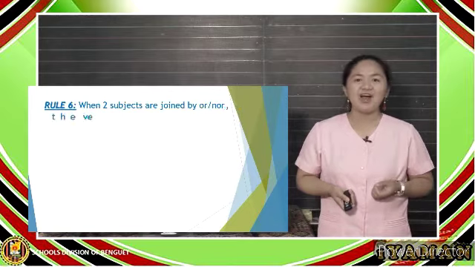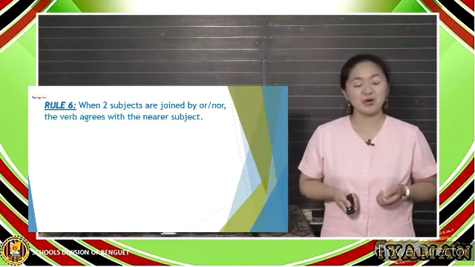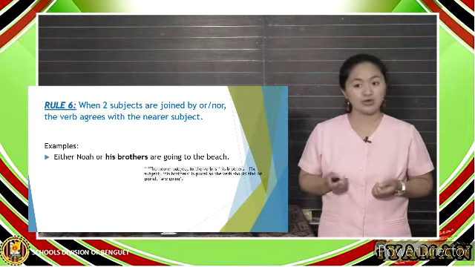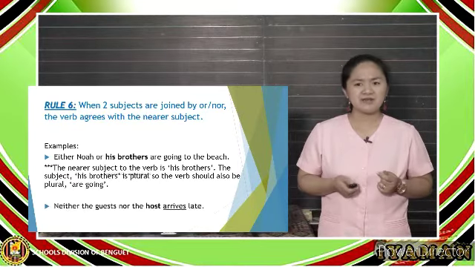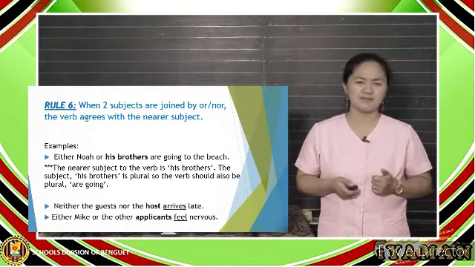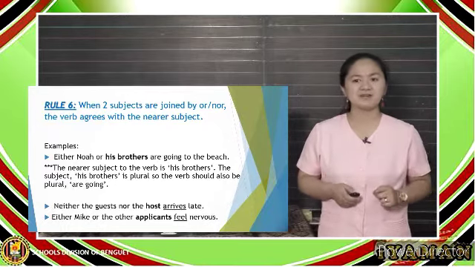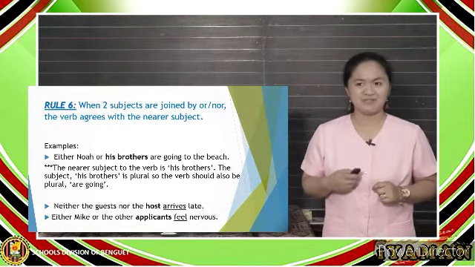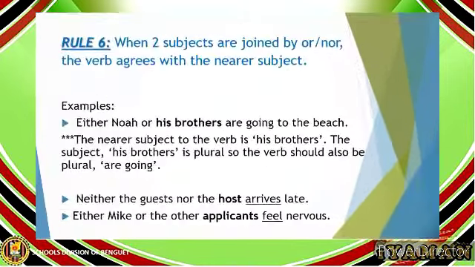Moving on. When two subjects are joined by or nor, the verb agrees to which subject? The verb agrees with the nearer subject. For example, either Noah or his brothers are going to the beach.